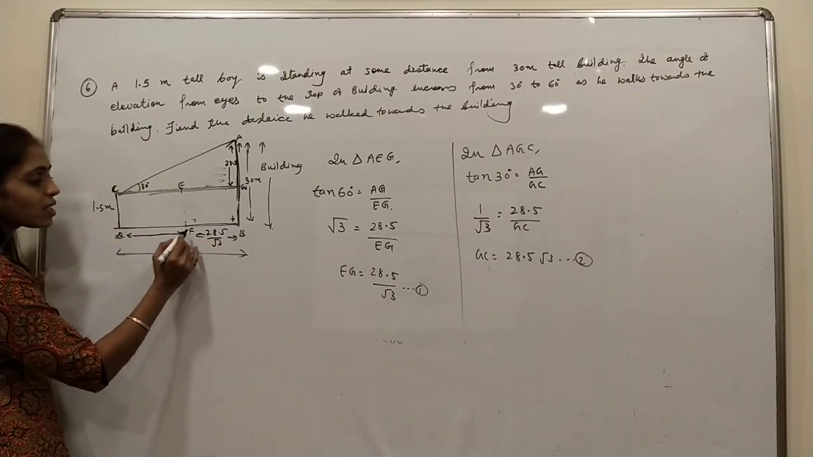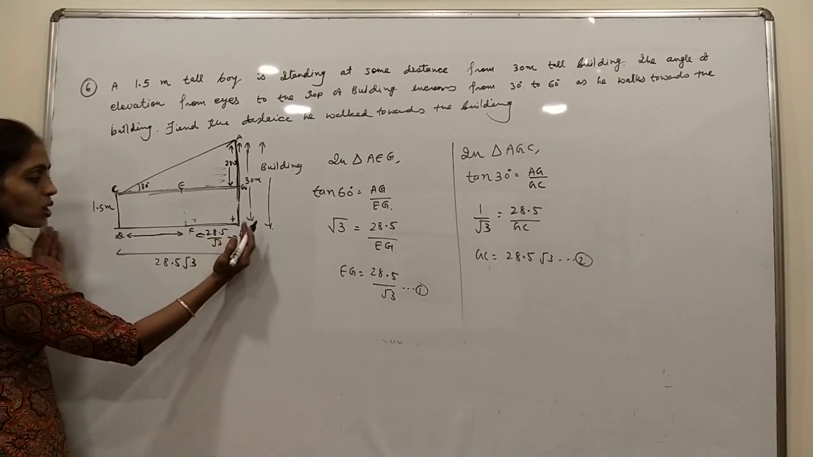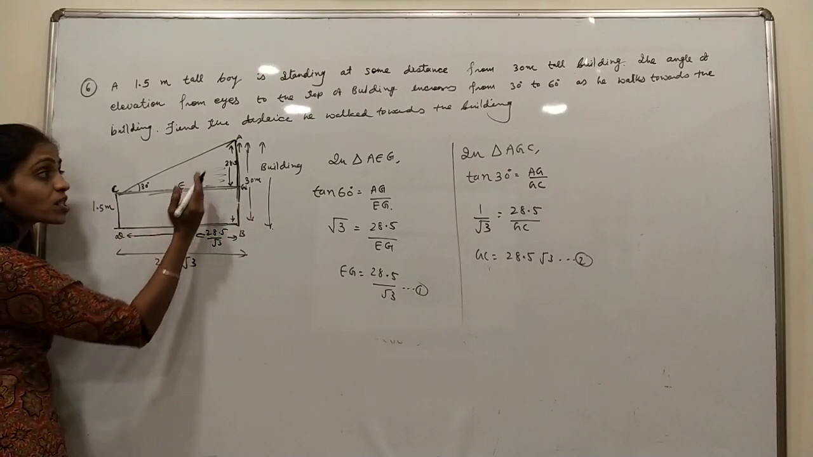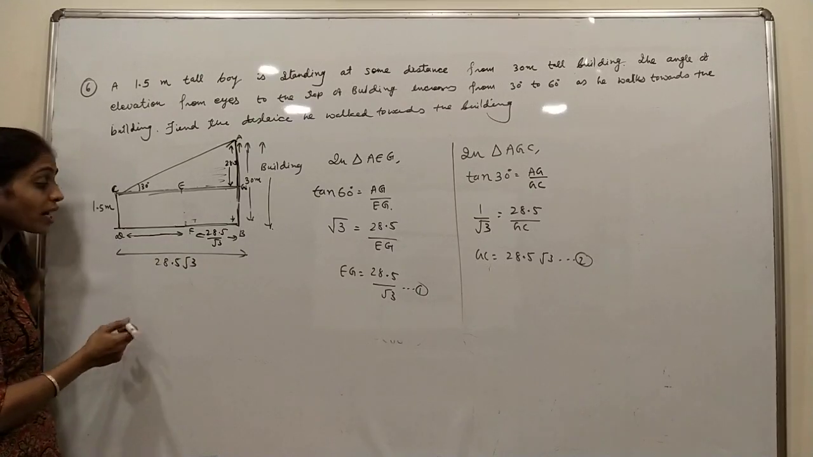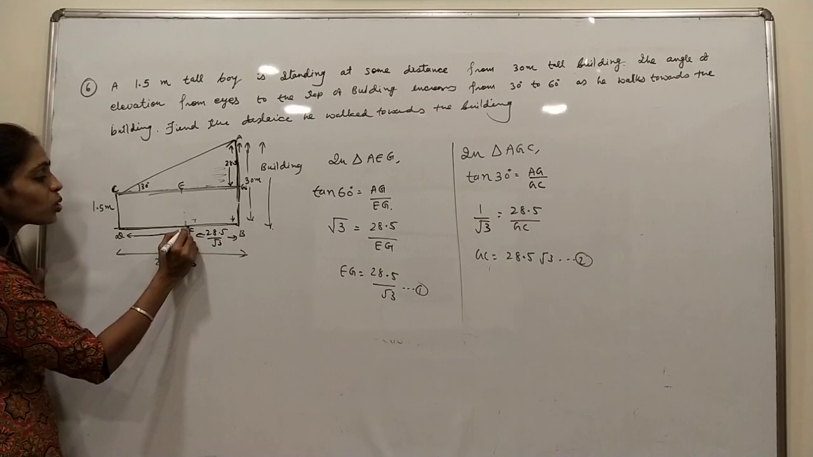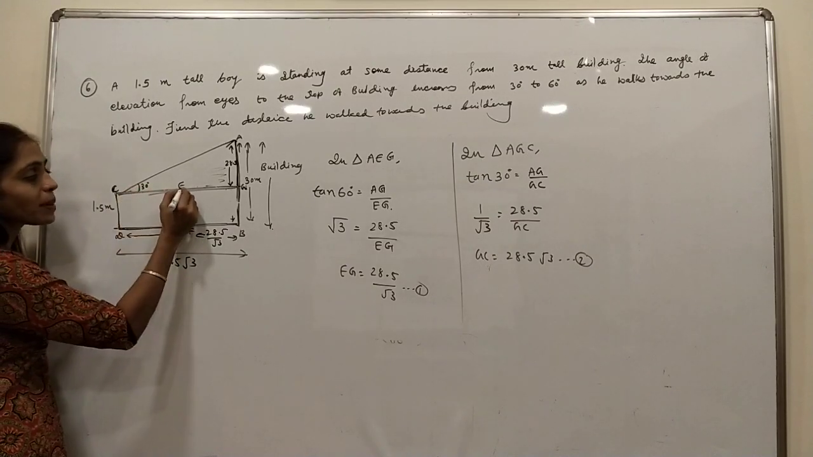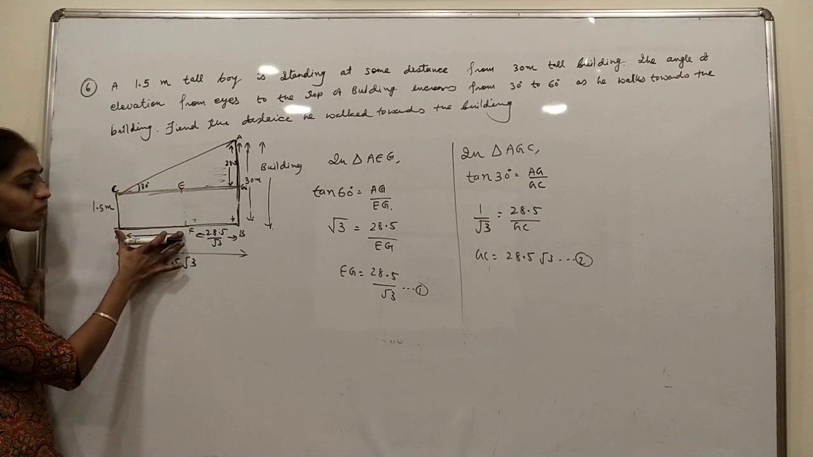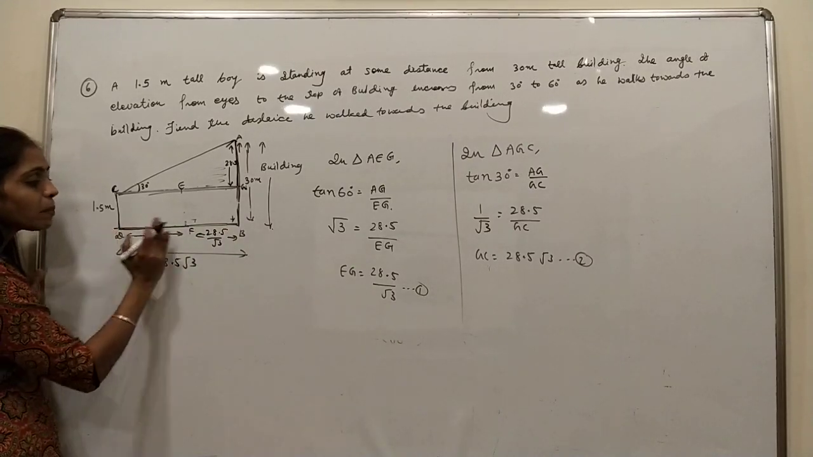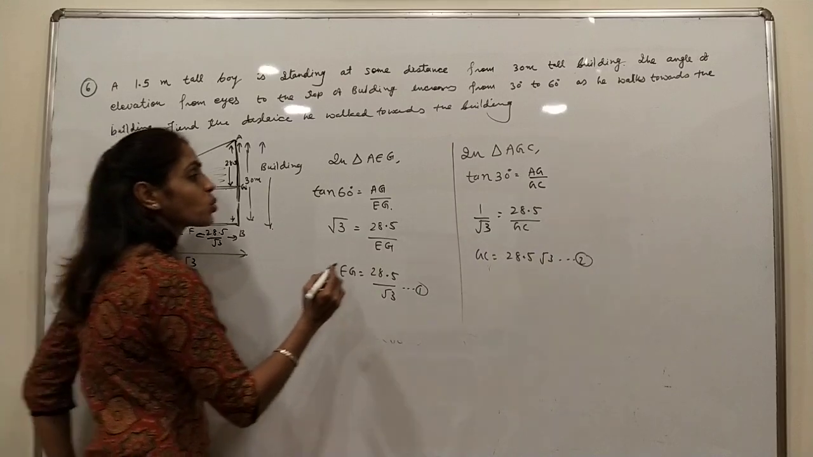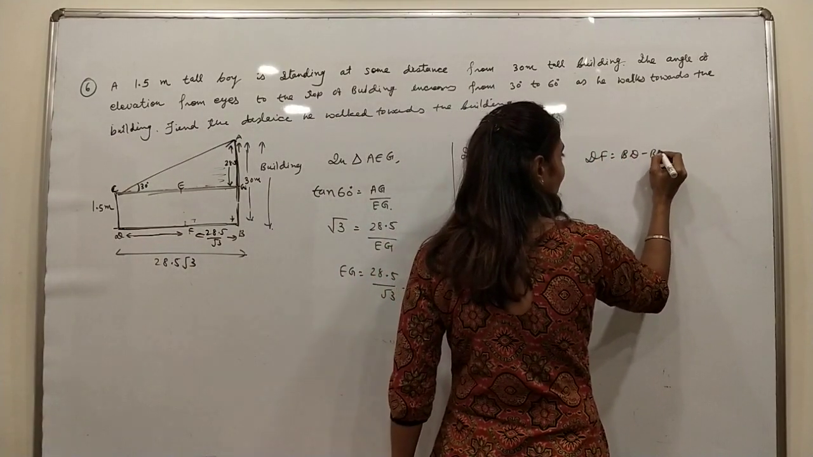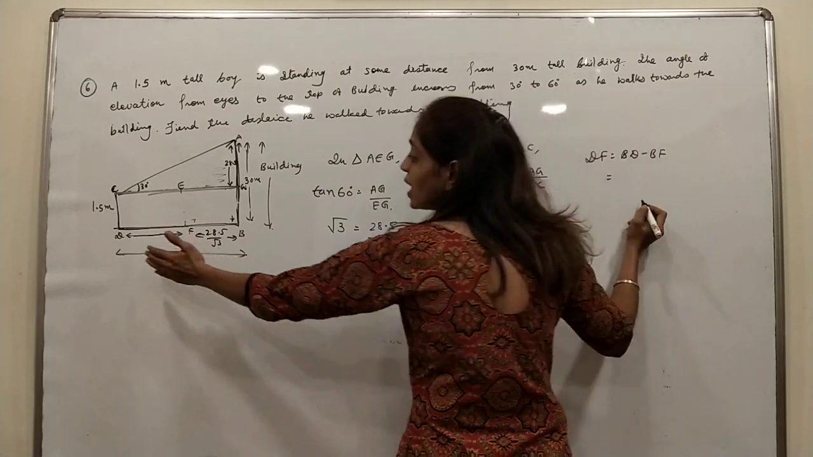DB minus FB, whole minus this, that is the distance that he walked towards the building. You have to find how much he walked toward the building. DF is the distance walked when his angle of elevation changed from 30 to 60. So you had to find DF. How do we get DF? BD minus BF.